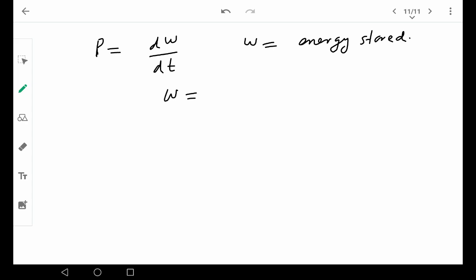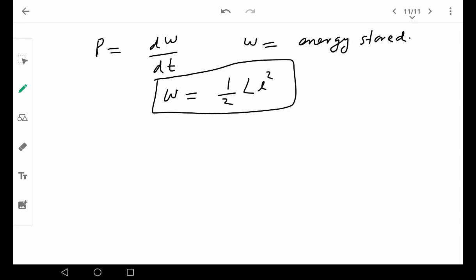See, power is the rate of change of energy, right? Energy or work. That's what is power, right? So power is dW by dt, where W is energy stored, right? Isn't it? And if you substitute both things, you can find out W equal to half of L I square. That's an important equation for the energy. So that's the energy stored in an inductance when it is charged by a current I, right?